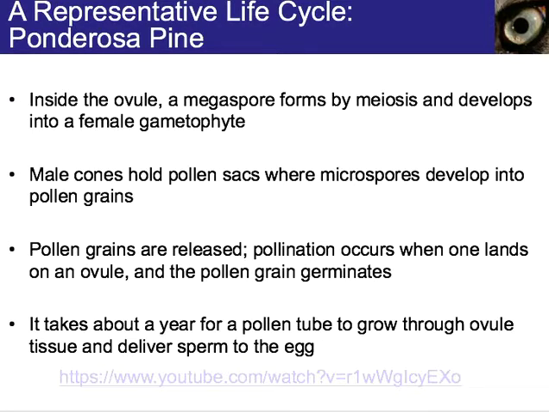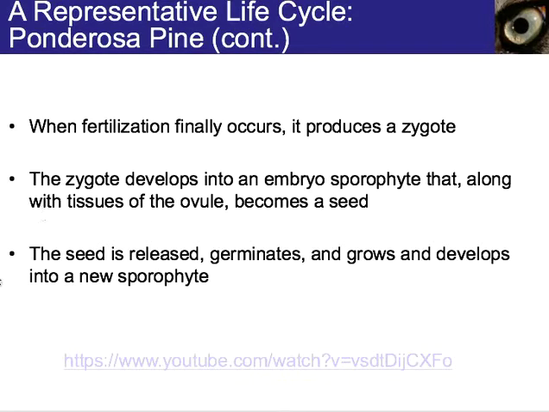But basically, inside the pine cone is the ovule. There are male cones and female cones, and the male cones will eventually release their pollen. As soon as a pollen grain gets into a female cone, it will go through the ovule tissue and deliver the sperm to the egg. When fertilization finally occurs, an embryo forms, and the seed will be released, germinate, and grow into a new pine tree. Again, all of this is animated in the video below.